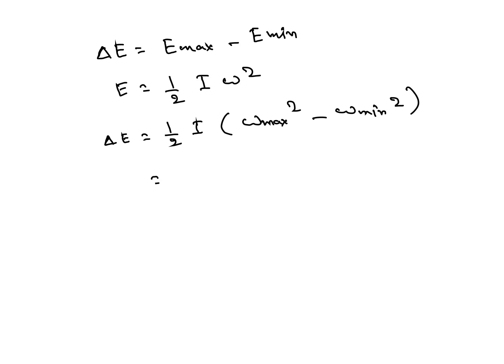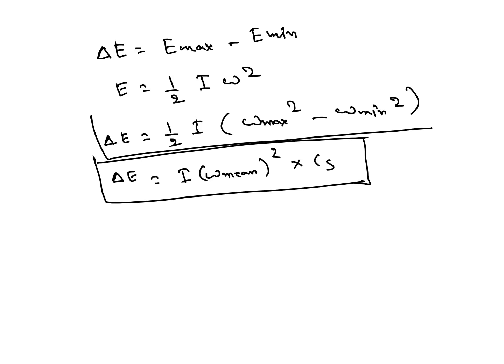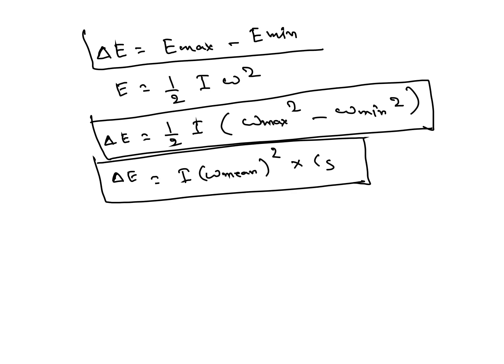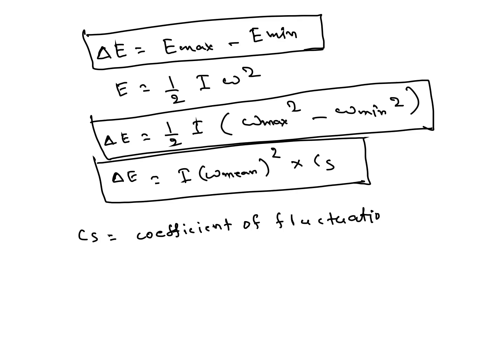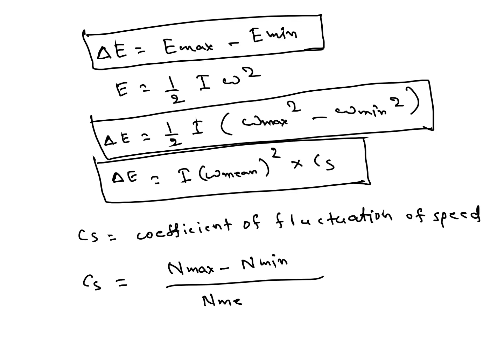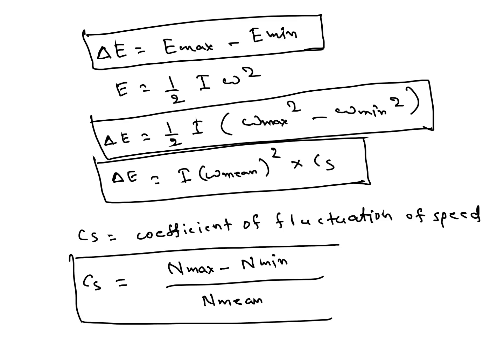We can write it as I omega mean square into CS. These are very important. CS is coefficient of fluctuation of speed, which is maximum speed minus minimum speed divided by mean speed. This is also very important. Coefficient of fluctuation of speed.